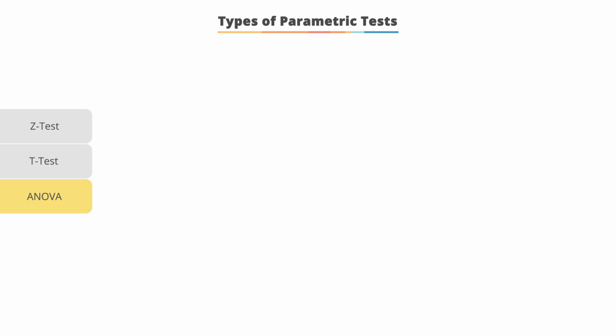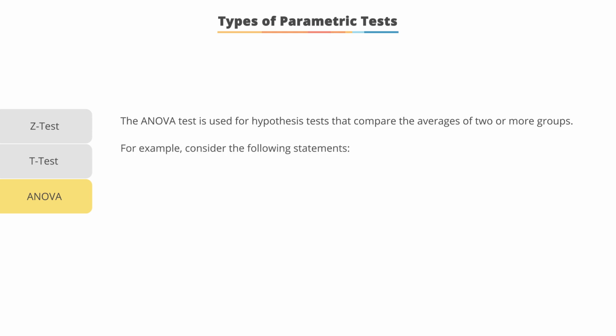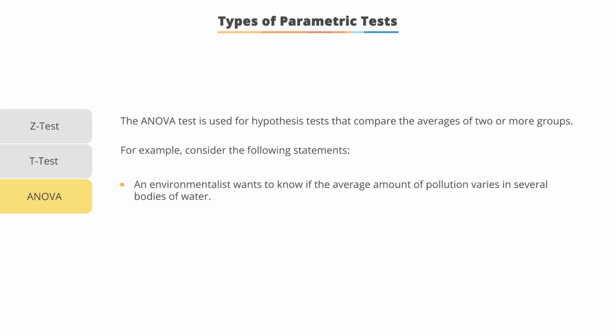Lastly, we'll cover ANOVA. So while z-test and t-test compare two different groups and try to see if there's significant differences between those two groups, ANOVAs will look at multiple group comparisons to see if there's significant differences between and across all groups. For example, perhaps an environmentalist wants to know if the average amount of pollution varies in several bodies of water.